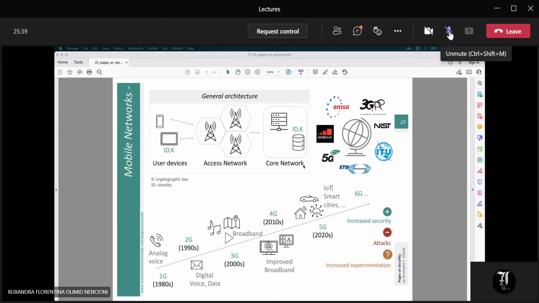Okay, so basically, if the access network are the antennas, doesn't matter the form, we'll see, that we connect to, the core network is the core, as the name is saying. Where is the switching center? Where are the databases of the users, of the subscribers, where everything happens, right?